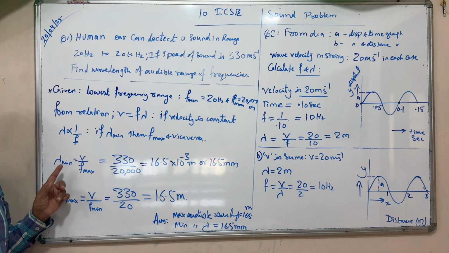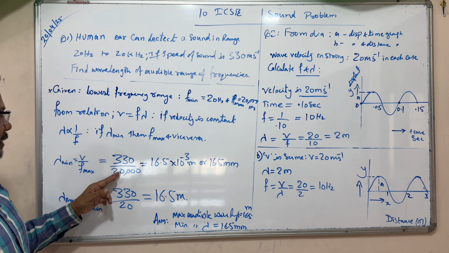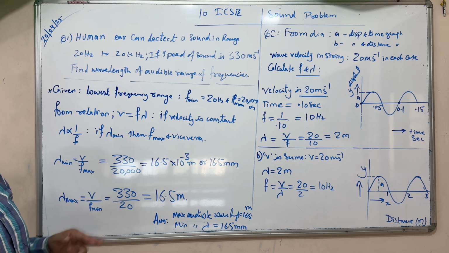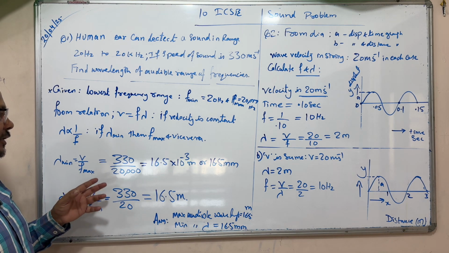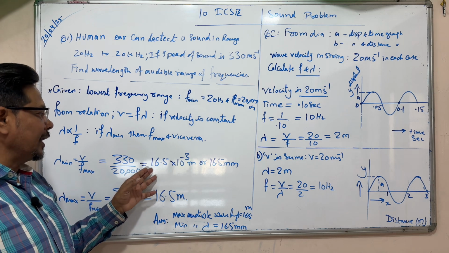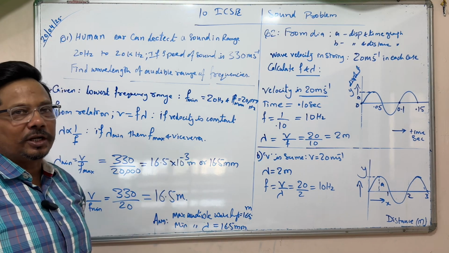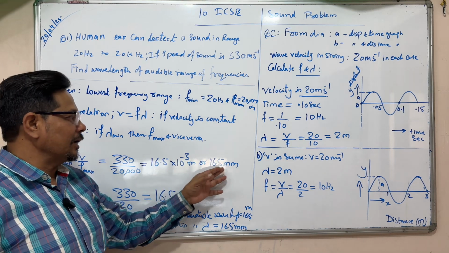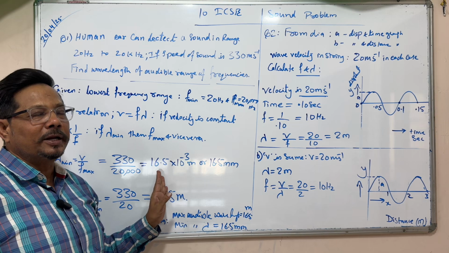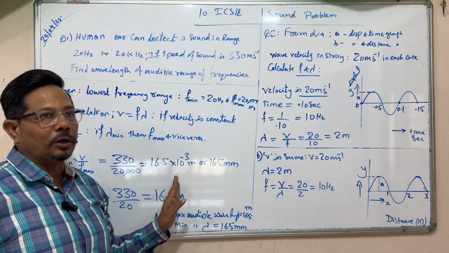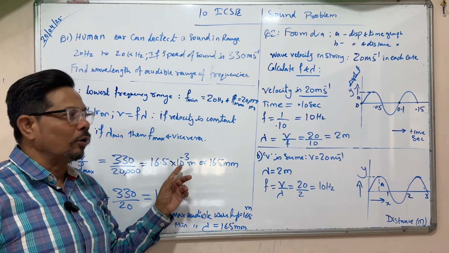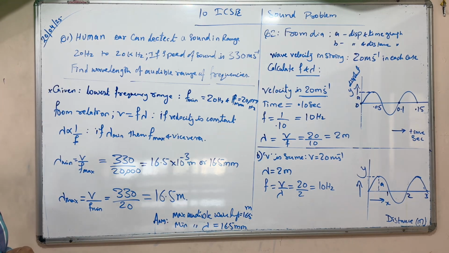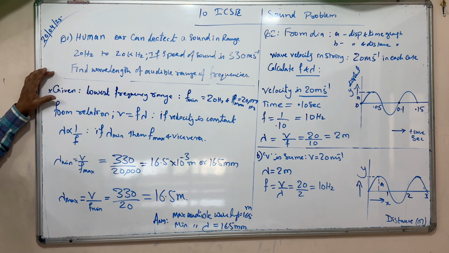The wavelength is minimum, so 330 is the velocity and 20,000 hertz is the frequency. You solve this, you will get 16.5 into 10 raised to minus 3. 10 raised to minus 3 means divided by 1000. You can say it is in millimeters. If you want to convert meter to millimeter, you have to multiply by 1000 and this 1000 will cancel out. You will get 16.5 millimeter.